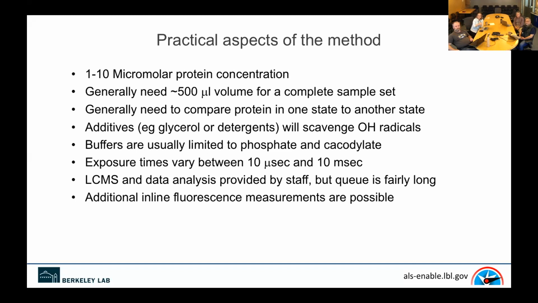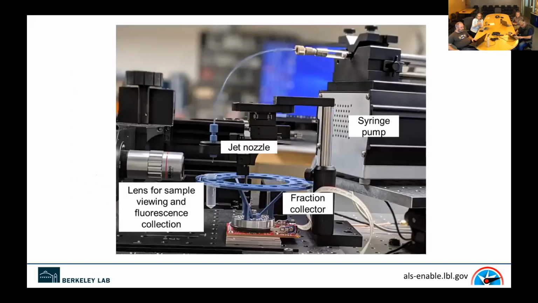We do have to use LC-MS as part of this method, and that is at the moment a bit of a bottleneck for us. We have access to LC-MS and we will do that for users, and that's no problem. But we don't have our own instrument at the moment, and we have a very long queue, and we have quite a few user groups now. So this method is not fast compared to crystallography or SAXS. We're very slow at the moment, so I just wanted to let people know that. We do have an additional inline fluorescence measurement that we can do if you're interested.